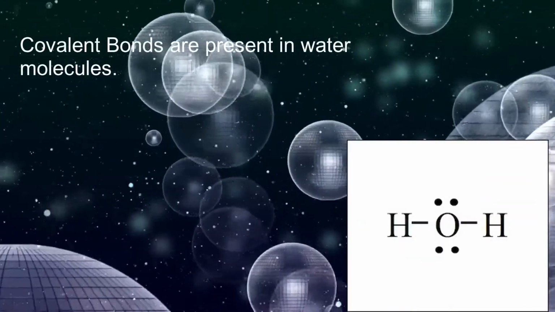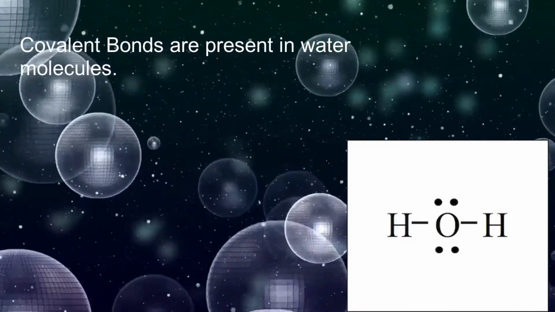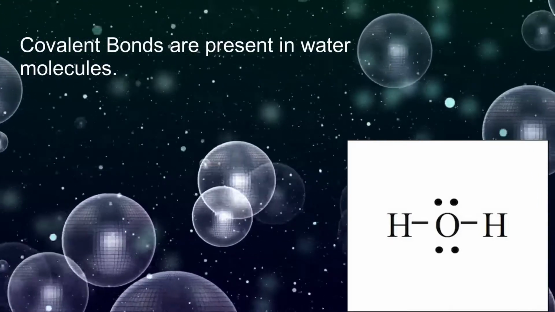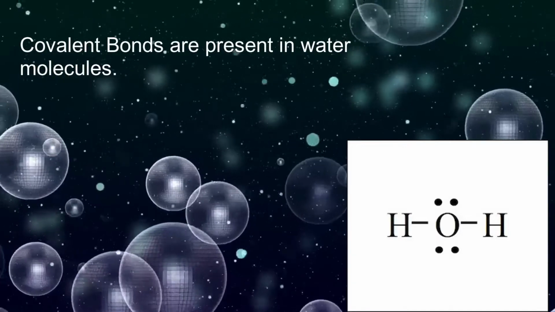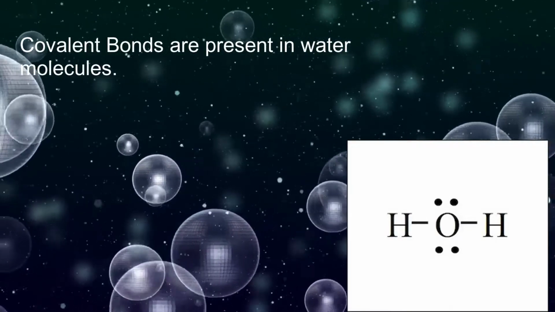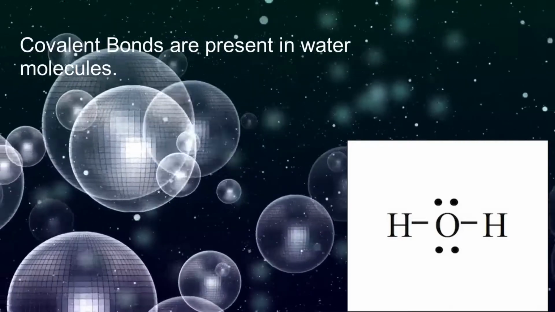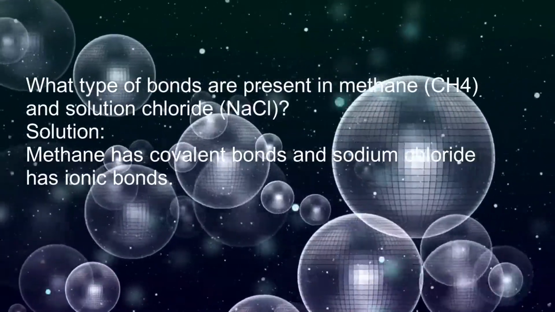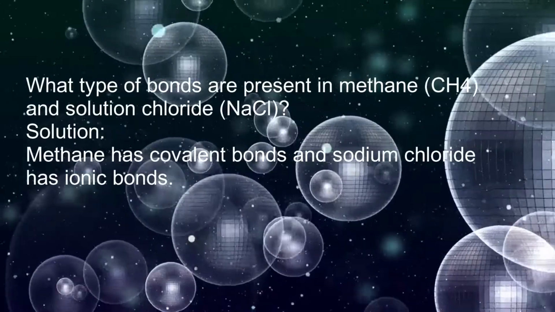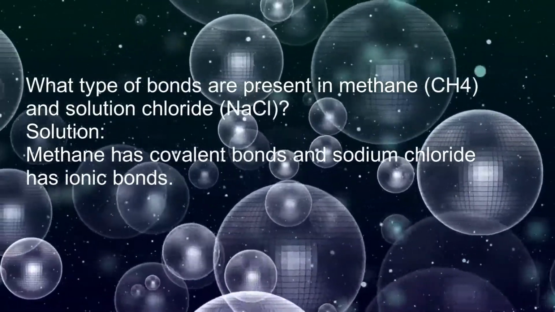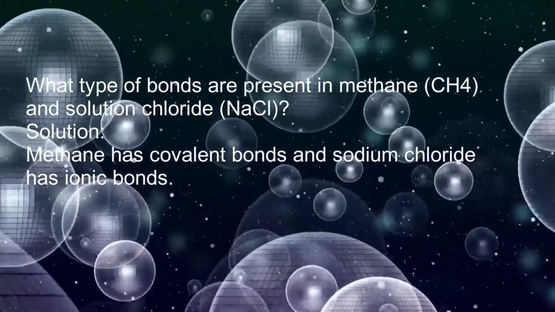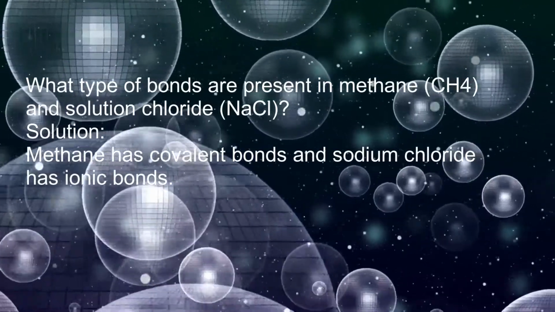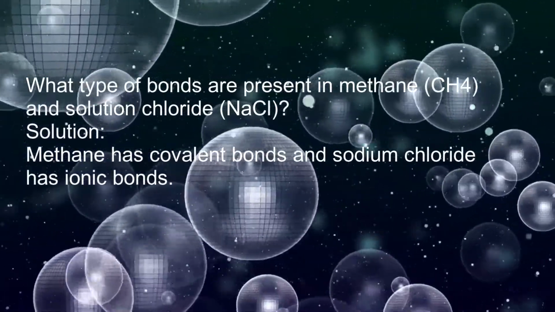What type of bonds are present in water molecule? Draw the electron dot structure of water, H2O. Solution. Covalent bonds are present in the water molecule. What type of bonds are present in methane, CH4, and sodium chloride, NaCl? Solution. Methane has covalent bonds and sodium chloride has ionic bonds.